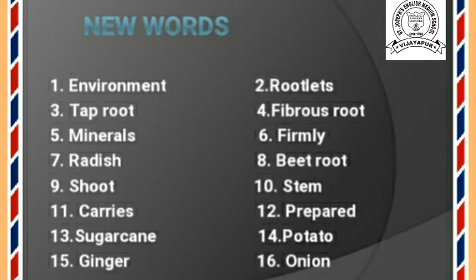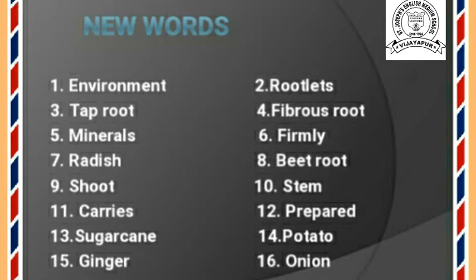Now the 11th one is carries. Carries means it can move from one place to another. Now the 12th one is prepared. Prepared means to make. Now the 13th new word is sugar cane. Children, you have seen sugar cane, haven't you? So which is the example of this one? It is a stem. Stem that stores food. Example of sugar cane. This sugar cane grows above the soil.